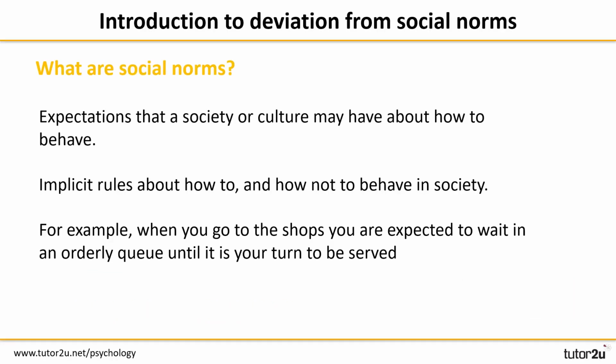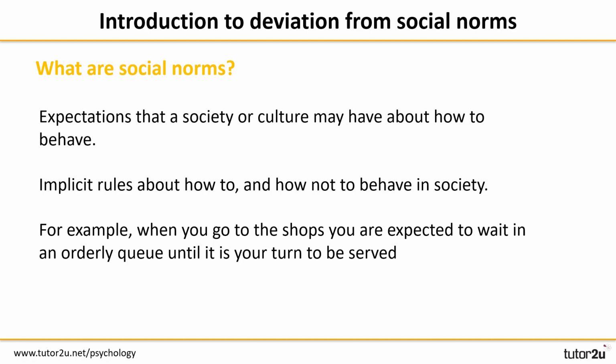Let's start by looking at what social norms actually are. They're expectations that a society or culture may have about how to behave. They're implicit rules about how to and how not to behave in society. For example, when you go to the shops, you're expected to wait in an orderly queue until it is your turn to be served. So one distinction to make note of here is that they're not explicit rules or expectations.